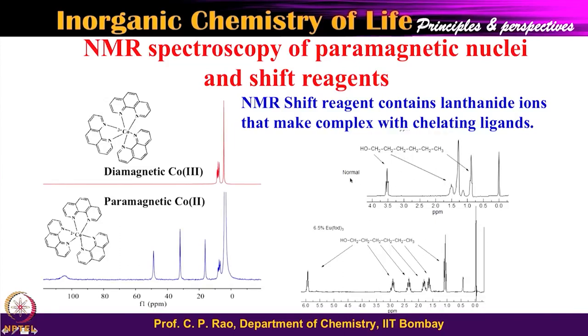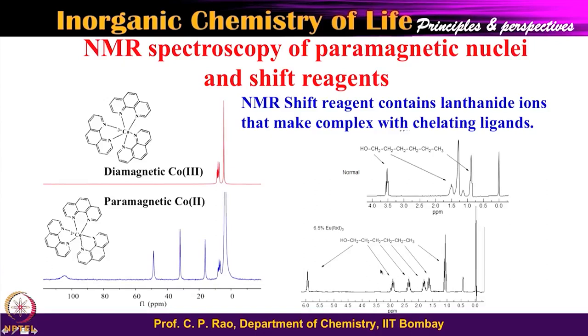But now, if you add some paramagnetic reagent, like some kind of europium species, that europium species will bind at the alcohol position, and that will bring a contact shift on the methylene, first methylene, second methylene, third methylene, etc. The maximum will be in the first methylene, less in the second methylene, and third methylene, etc. You can see this kind of contact shift will resolve all the CH2 groups that are buried under this particular envelope.